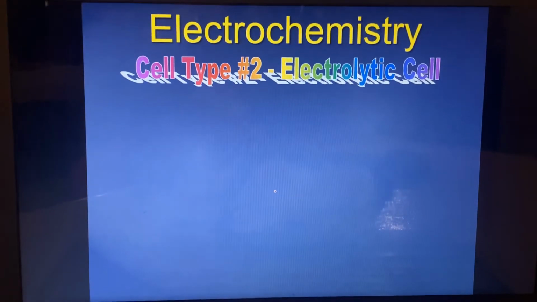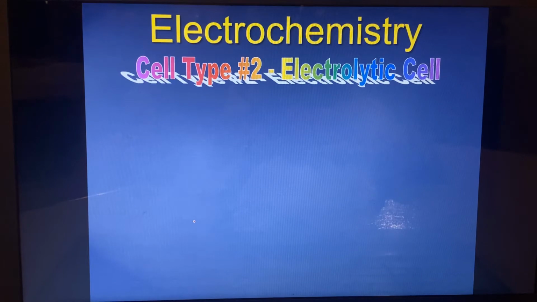All right, so here we go. Electrochemical cells, this is the second one. It's called an electrolytic cell. In this case, it's taking electricity to make a chemical reaction occur, or to force a chemical reaction to occur. So this is a non-spontaneous reaction. This is a reaction that would not happen without the source of energy.